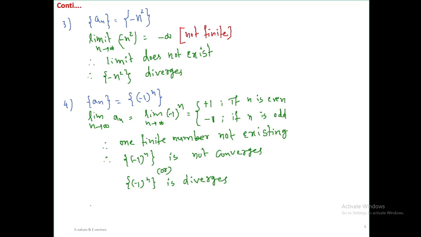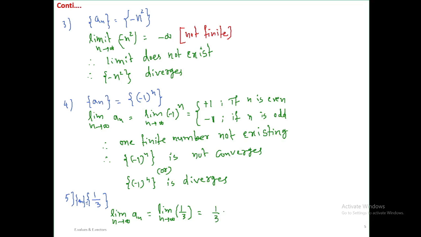Okay. So similarly, the fifth one, the last one, the sequence 1/3, just 1 by 3. So the limit as n tends to infinity of a_n. Assume this is a sequence which is a_n, right? Now as n becomes large, what is the limit of 1 by 3? There is no n here, right? It is independent of n, therefore directly we get 1 by 3.